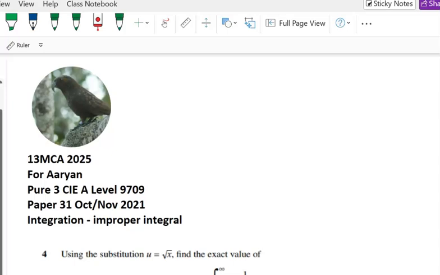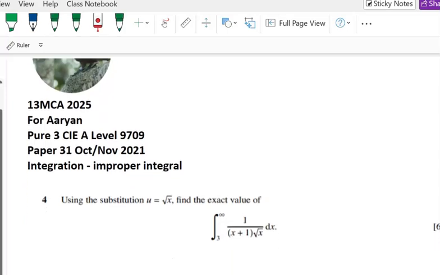This one is also from Aaryan, and it's a good question on integration again. This time we've got an improper integral. We're told what substitution to do. So we're told to use the substitution u equals root x, and then we have to find the exact value.